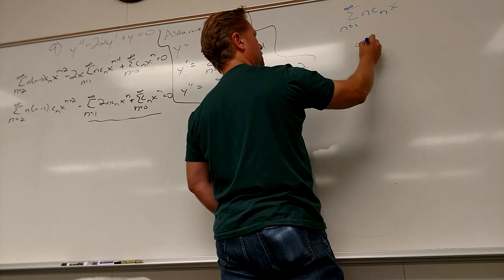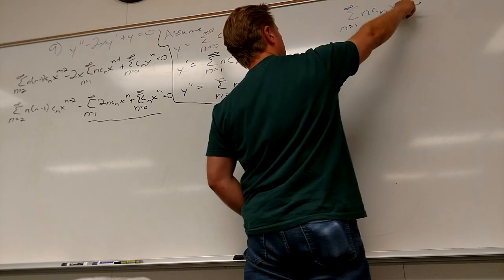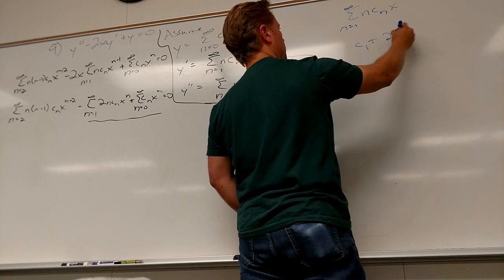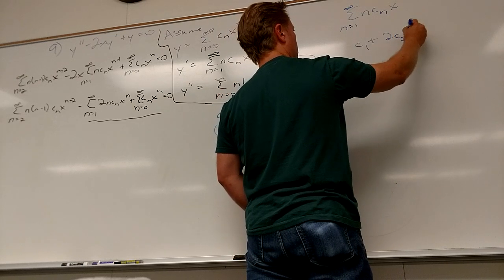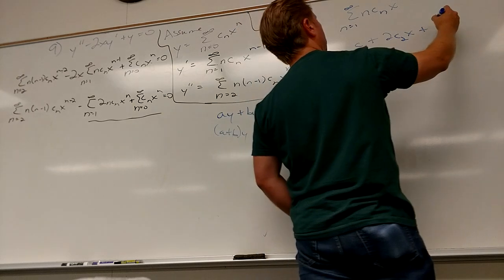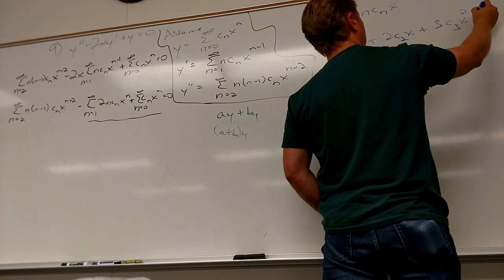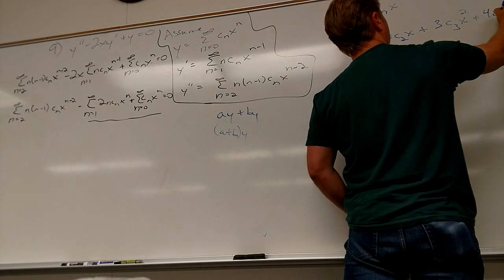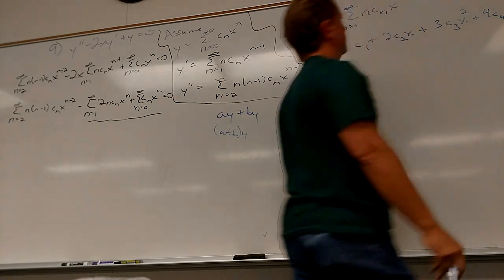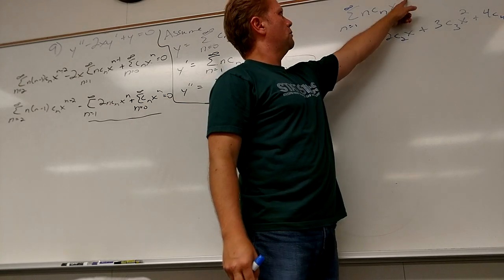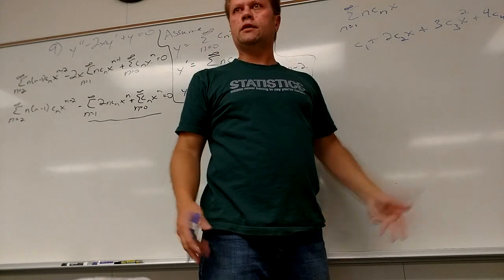C1, because that'd be 1 times x to the 0, plus 2c2 x plus 3c3 x squared. And of course you can see the idea captured. The power is always 1 behind those guys. All right, that's what that says, right?